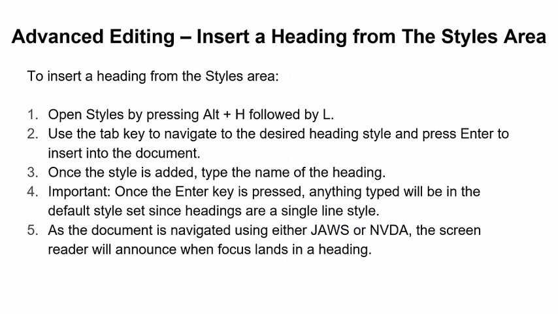To insert a heading from the styles area, again, you'll open it by pressing Alt plus H followed by the letter L and use the Tab key to navigate to the desired heading style and press Enter to insert it into the document. Once the style is added, type the name of the heading. For example, it could be Chapter 1, Chapter 6, whatever you would like that heading to say.